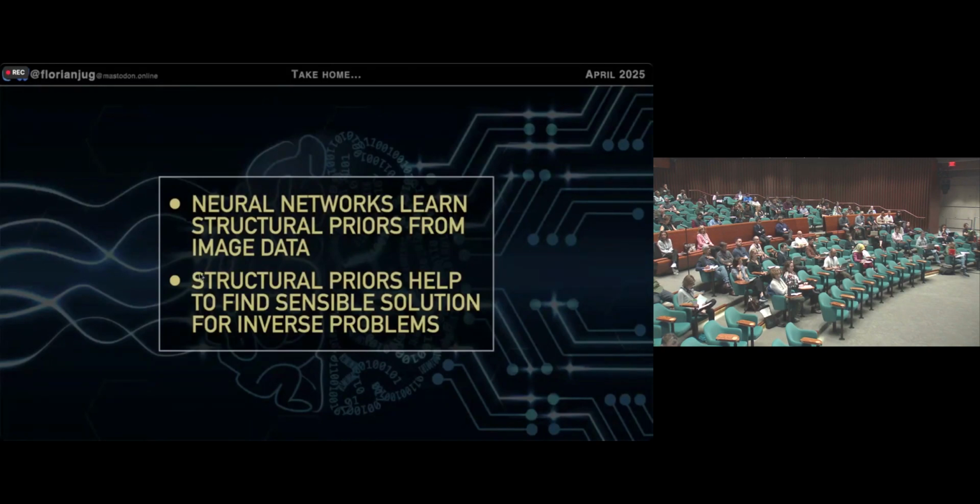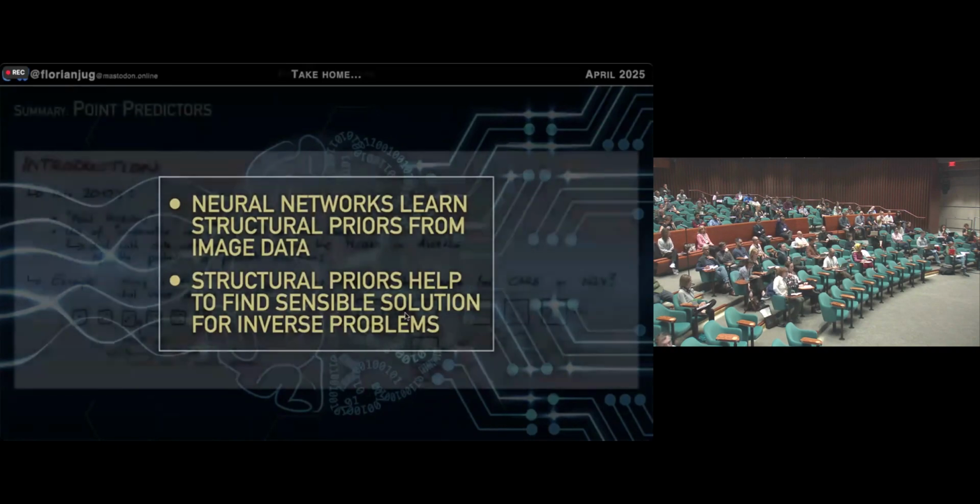But the reason why they work is that with neural networks, we have a tool where we can learn strong structural priors from data. So the network learns how the things you want to denoise actually look like. And they can now do this inverse process of denoising, aware of how the things in the images look like. And that is really giving the competitive advantage here. And these structural priors help to find sensible solutions for inverse problems. So I said both already.